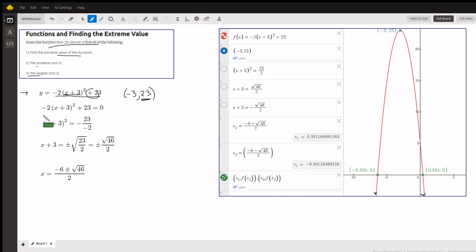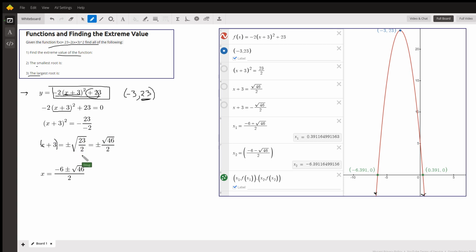To find the roots, you want to know, when does this part equal 0? What is the value of x that generates a y value of 0? You could square this binomial, distribute the -2, use the quadratic formula, but it's probably easier to use the square root property. Isolate the binomial squared by subtracting 23 and then dividing by -2. Take the square root of both sides, leaving us x plus 3 on the left.